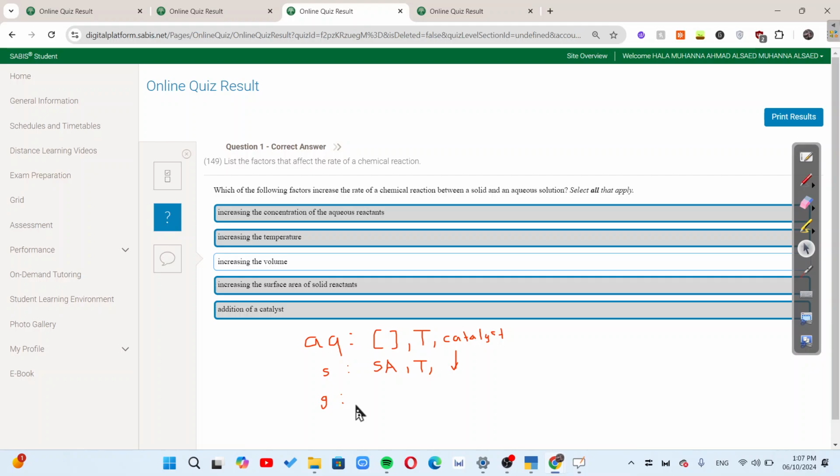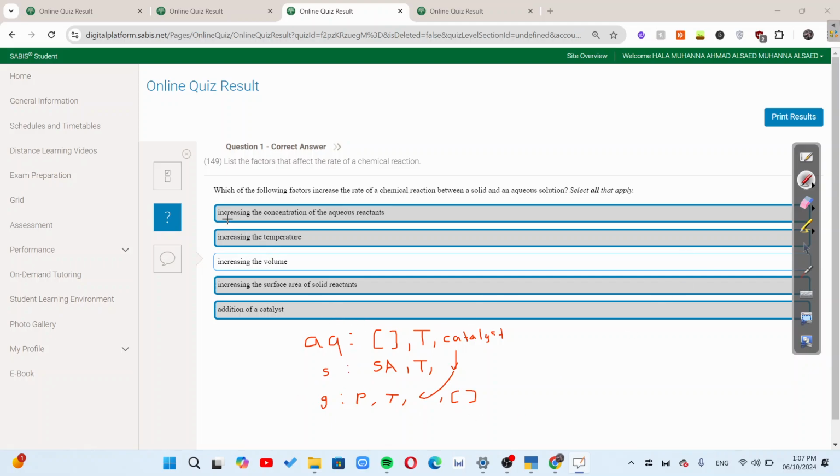Anyways, in gases, pressure is one factor that affects the rate. Another is temperature, of course, catalysts, and concentration. These are your factors that affect.